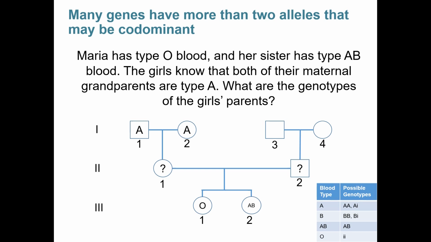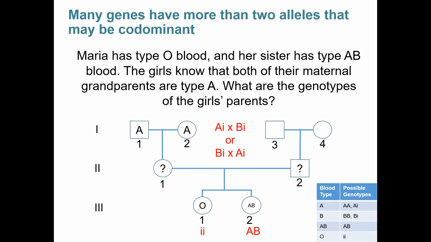Now we can think about which genotypes we already know. So for example, we know that the only way to get type O is to have 2 I alleles, and the only way to get type AB is to have 1 A allele and 1 B allele. So we can go ahead and put those on the board. This means that Maria's parents have to have each given her an I allele, and her sister must have gotten an A from one parent and a B from the other. This can only happen if each parent is heterozygous. One of them is AI and one of them is BI, but which one is which?